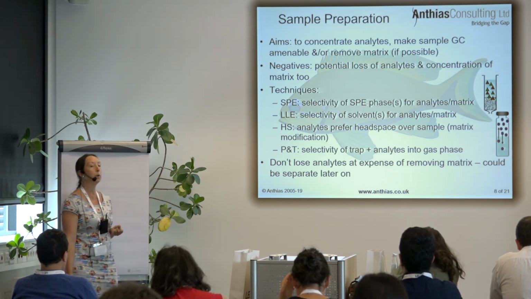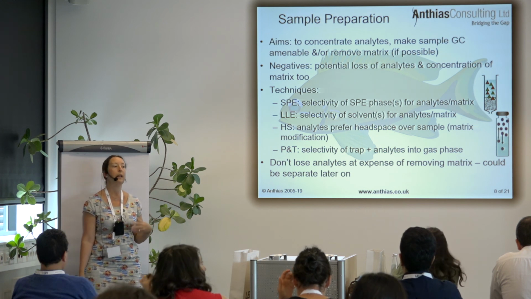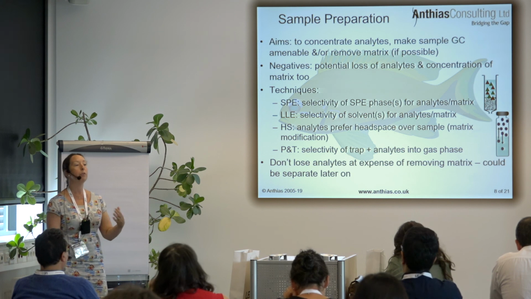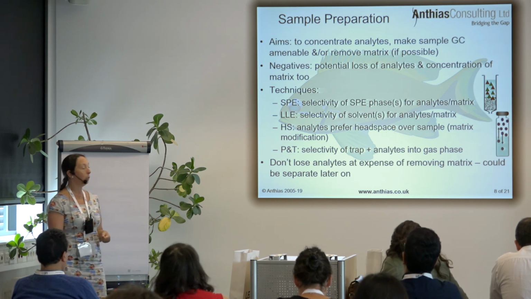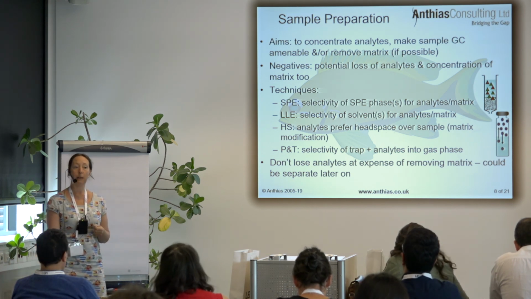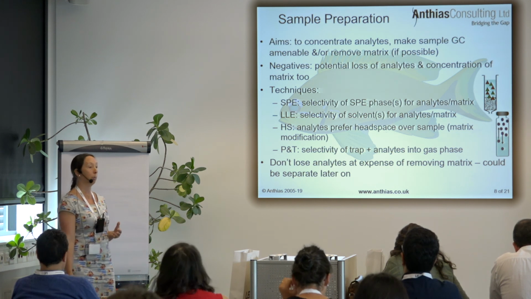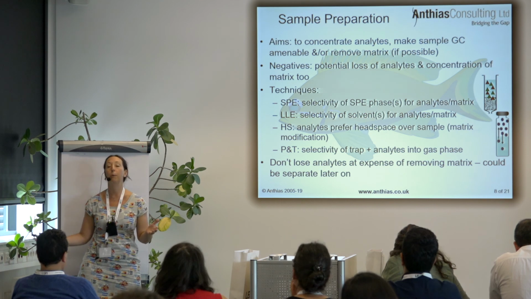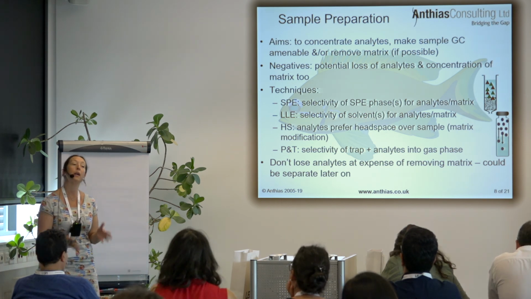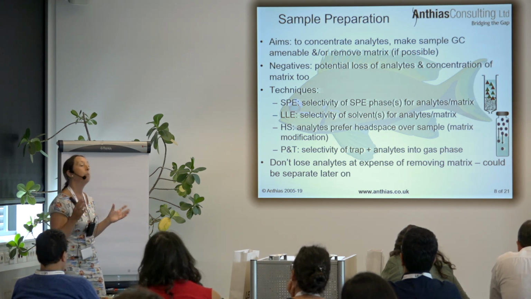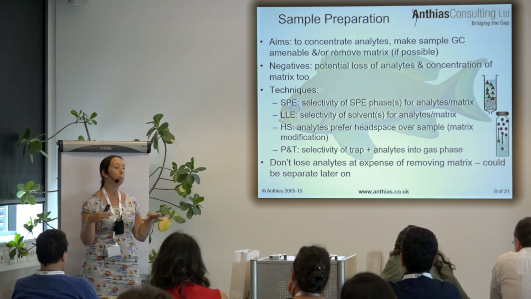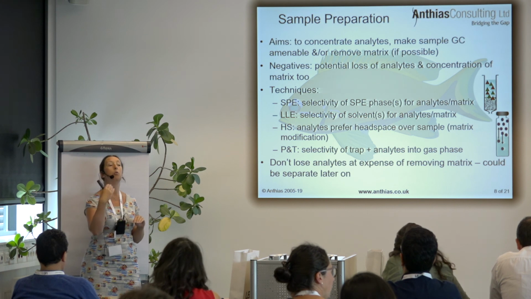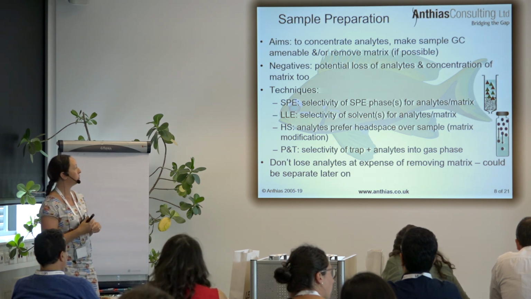We could be using liquid extraction, where again we're selecting the solvents to selectively extract the target compounds and hopefully leave behind that matrix. We could be selecting something like headspace analysis, where we're looking at volatile compounds, and therefore we're doing matrix modification and helping those analytes of interest to move into the headspace and leave the higher molecular weight matrix compounds in our sample. So we are then selectively removing that headspace with the compounds of interest.